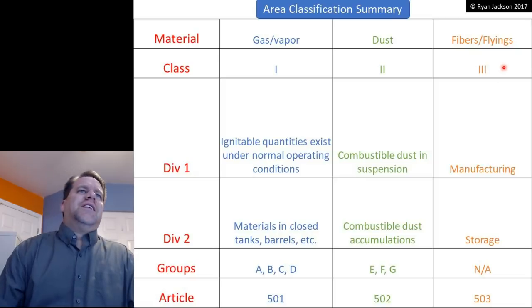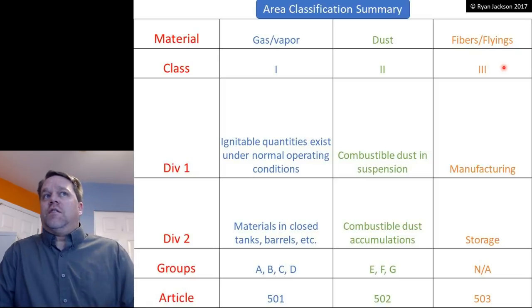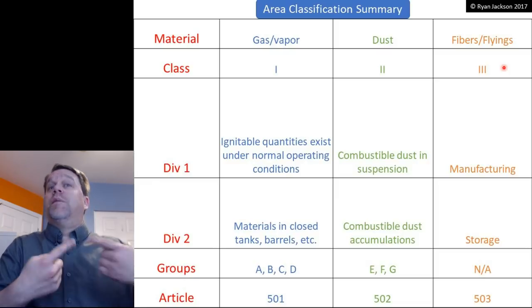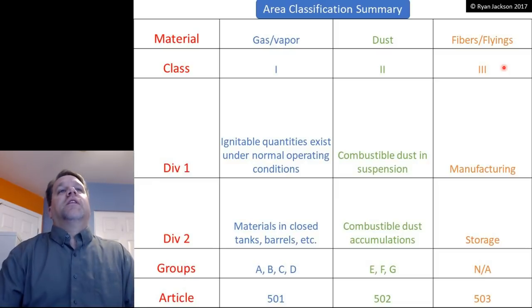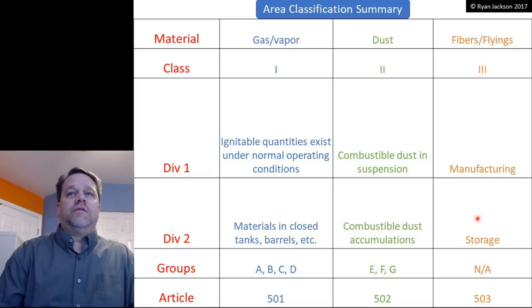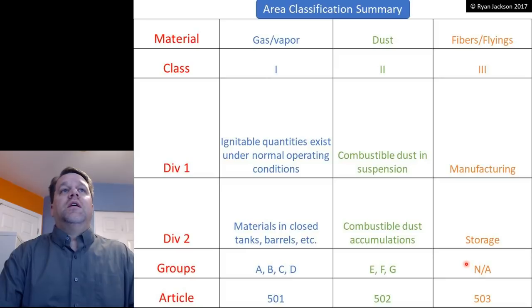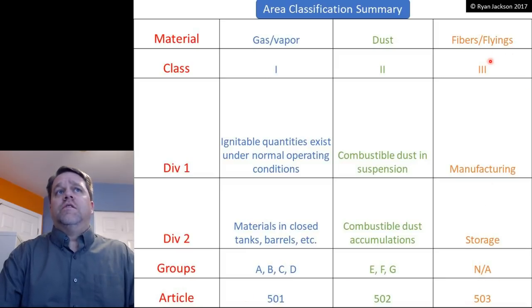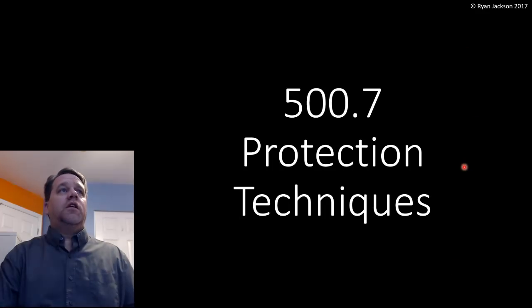Class 3 is that enigmatic, easily ignitable fibers and flyings, whatever that is, which again I said is combustible dust that's bigger than dust, over 500 microns. That's Class 3. Division 1 is where you make the easily ignitable fibers and flyings. Division 2 is where you store them. There are no groups in Class 3, and Article 503 is the article for Class 3 locations. Let's get into 500.7, protection techniques.